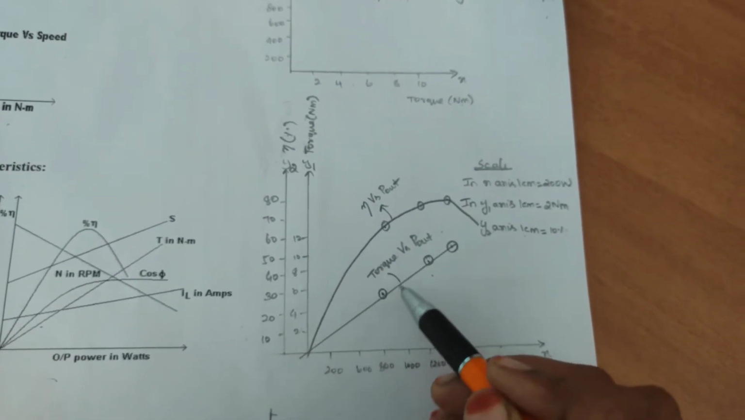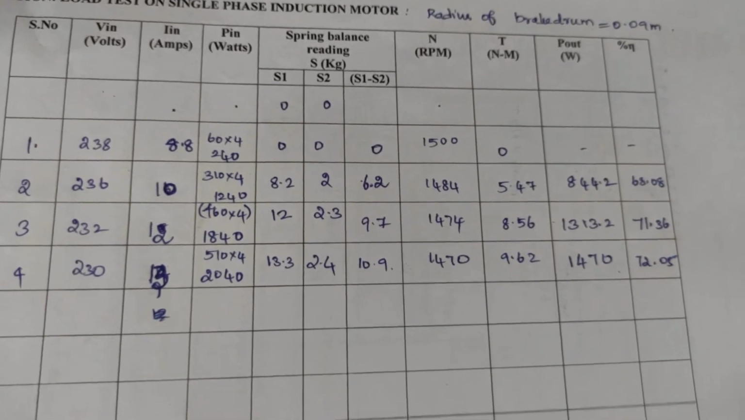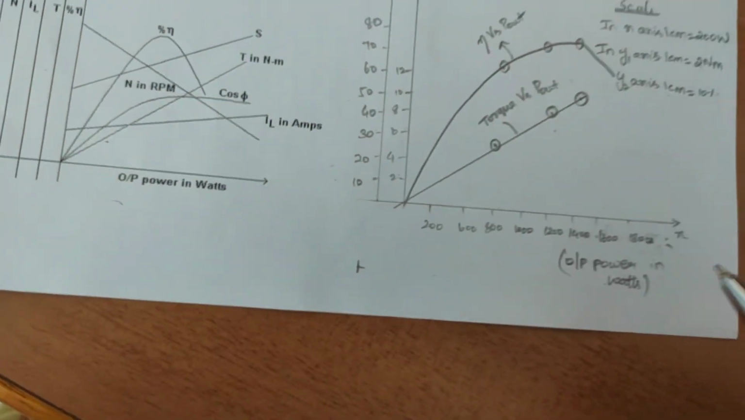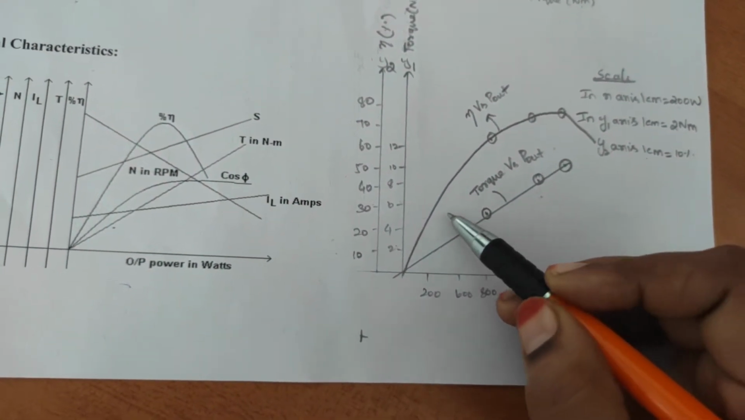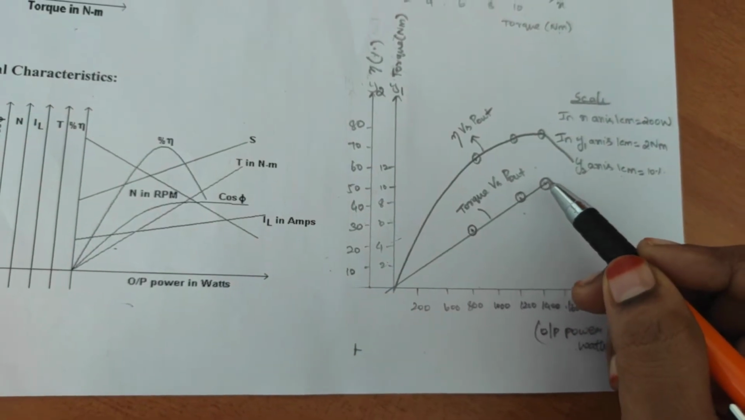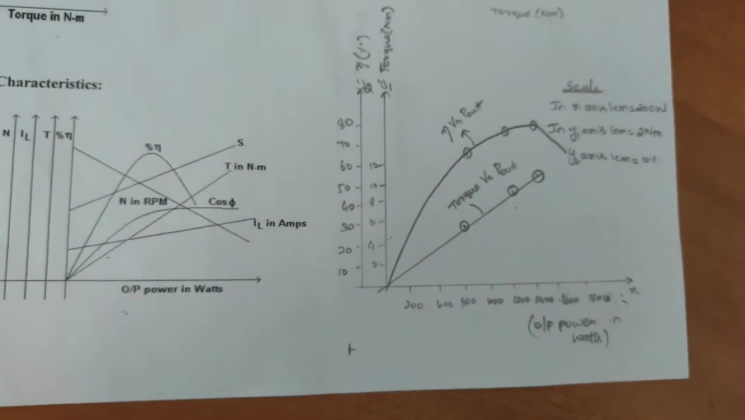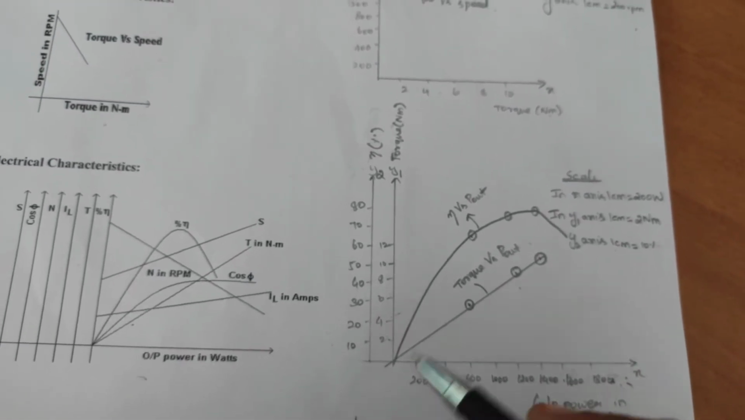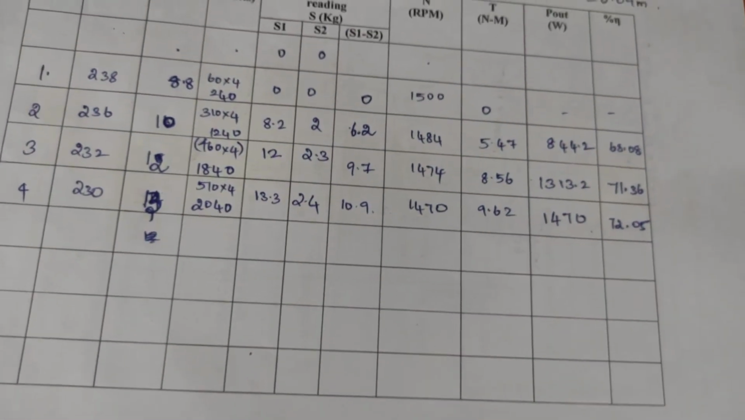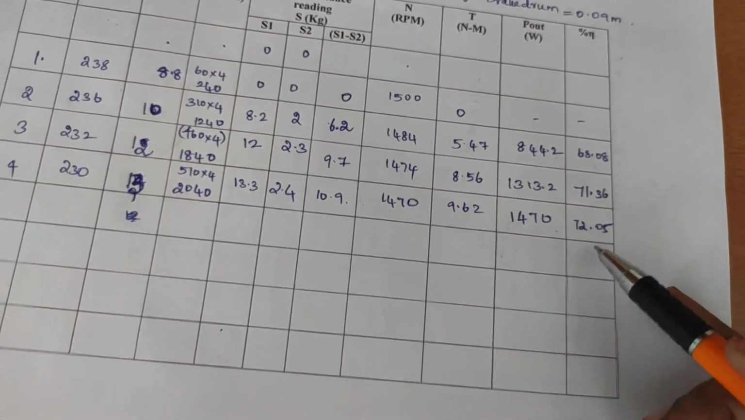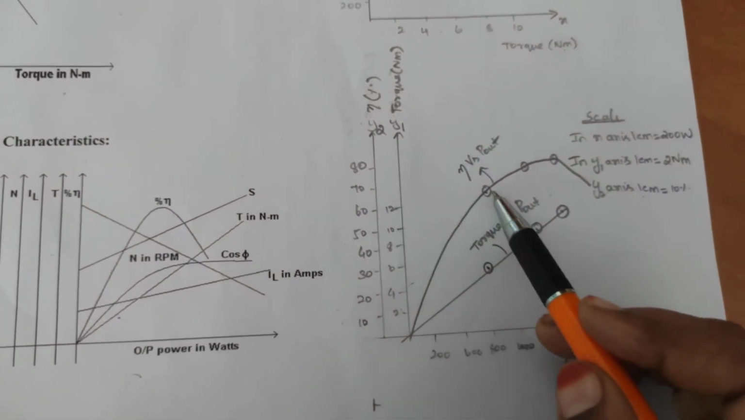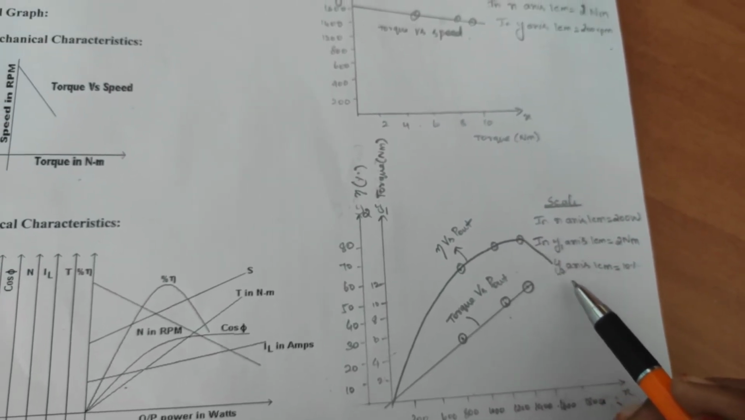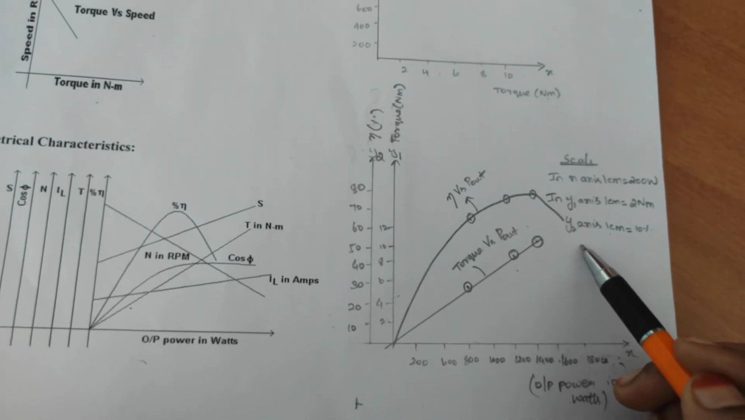You have to draw with the points taken from your table. Torque versus output power is 5.47 for 844, so I have put 844 for 5.47. Like this you plot the points and draw a straight line. This graph depicts that when the output power increases, the torque also increases. Similarly for efficiency, for 844 it is 68, then 71, 72. It follows like this, and if I keep on increasing, it will start to decrease. That we have seen in the DC motor experiment itself.